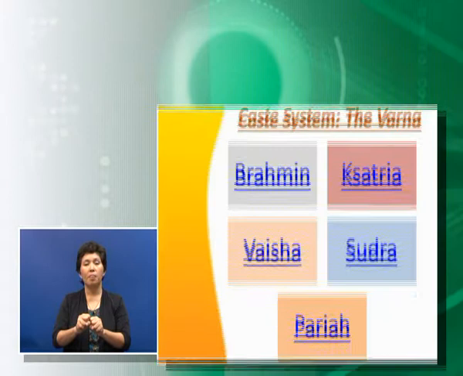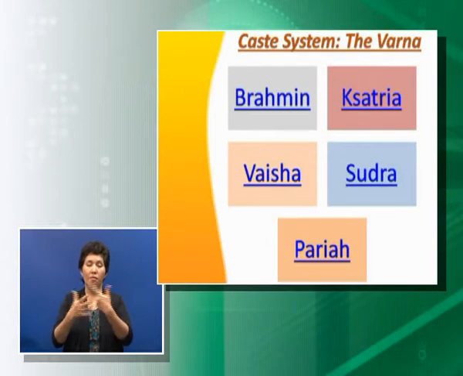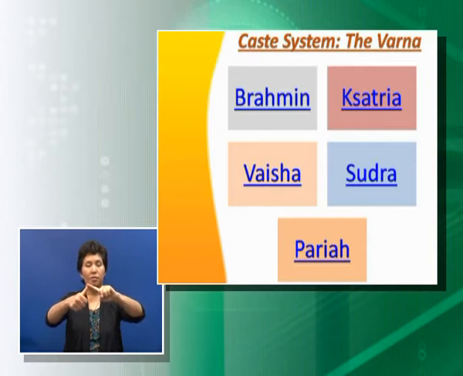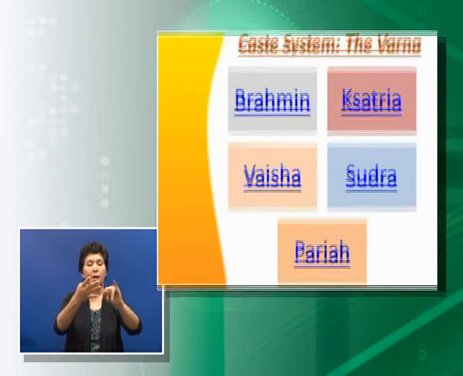So in this caste system, there are varnas, whereby there are 5 varnas. The first one is Brahmin, the second is Kshatriya, the third is Vaishya, the fourth is Sudra, and then Parya. Sometimes Parya is also known as Harijan.